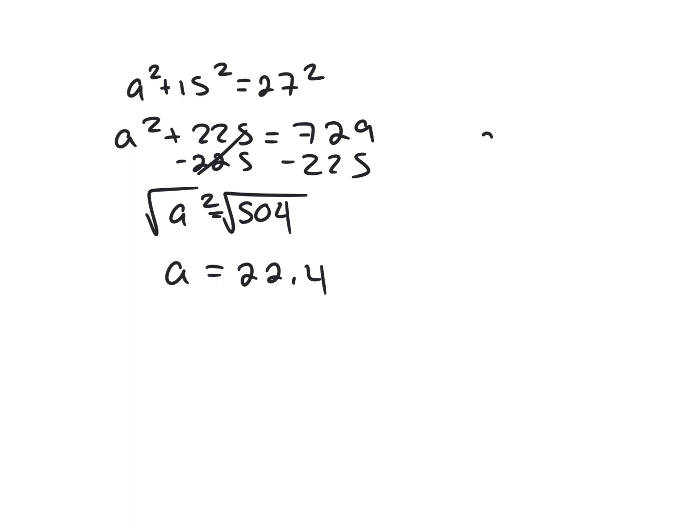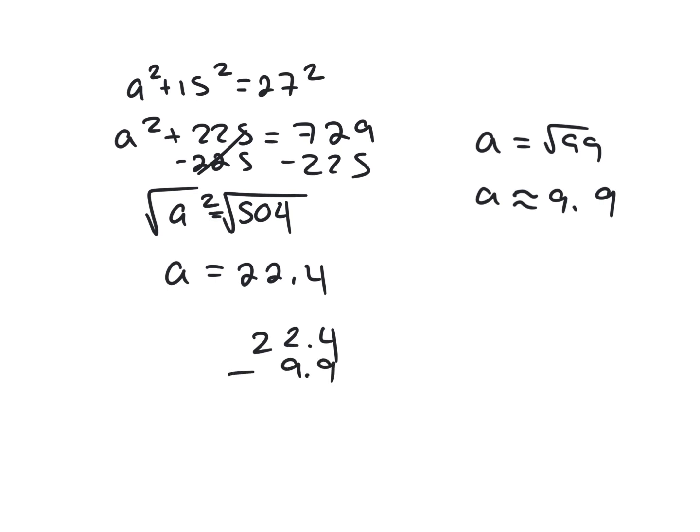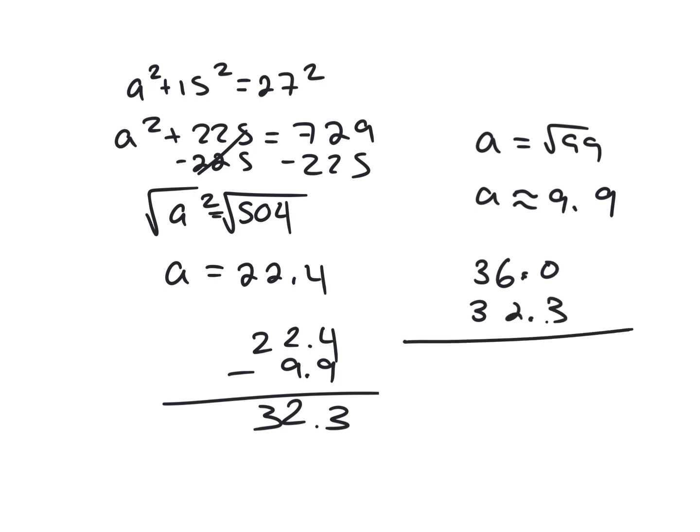Now, that is after I take the square root. I simplified the first square root of 99 to be about 9.9. So to get the difference, you're going to actually do 22.4 minus 9.9, and we're going to get 12.5. And we're going to subtract that from the original amount of 36. So we're left with 3.7 centimeters left over.